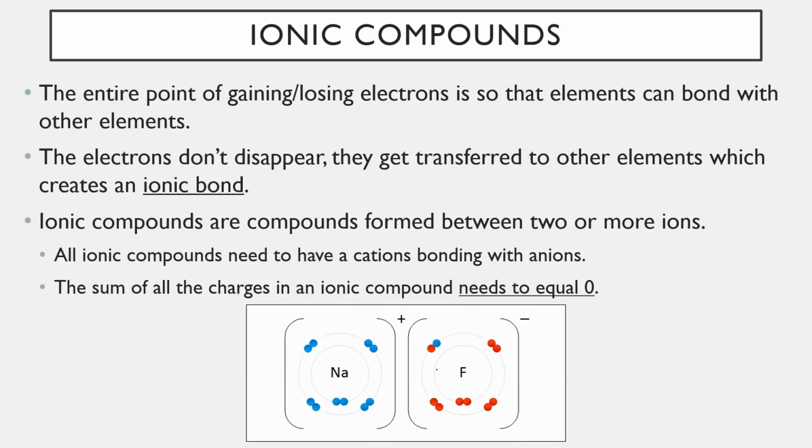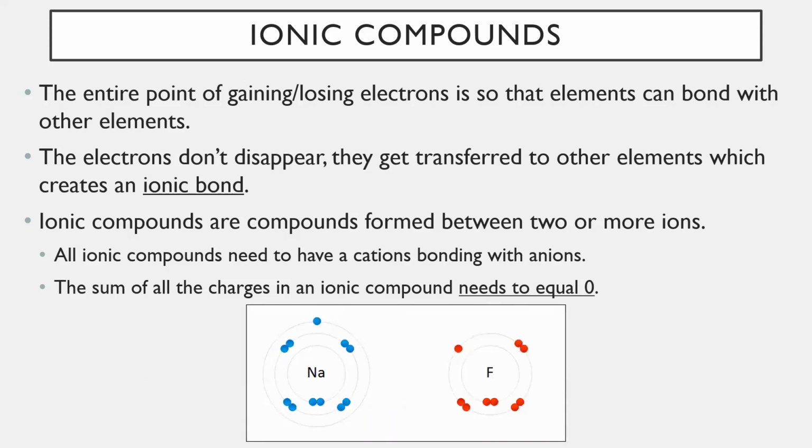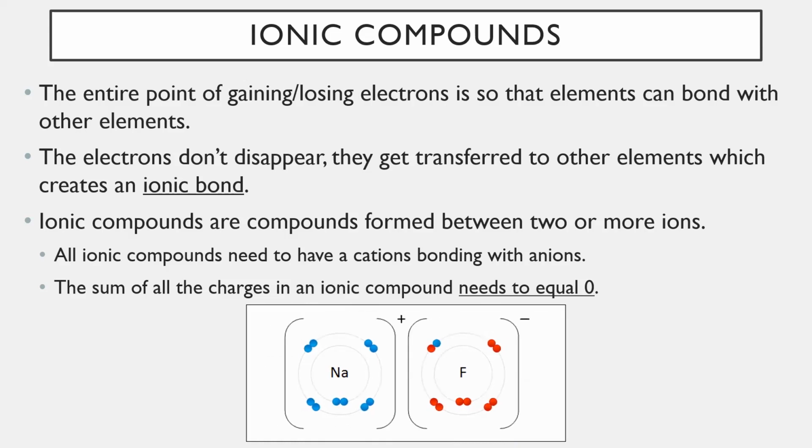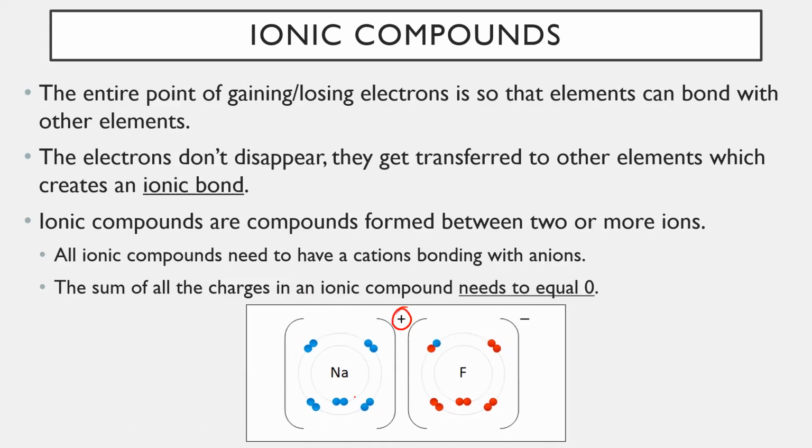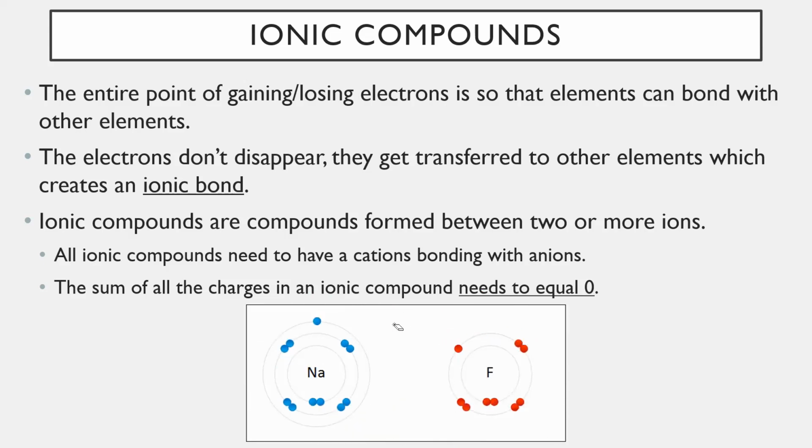That's how ionic compounds work. They give or take electrons away from one another, and they get stuck together because of that. That bonds them together. They don't just lose them completely. They just bond together with this shared electron that they've given or taken from one another. So again, ionic compounds are compounds formed between two or more ions. All ionic compounds need to have a cation, the positive piece, that'd be sodium in this case, bonding with anions, the negative piece, which in this case would be fluorine.